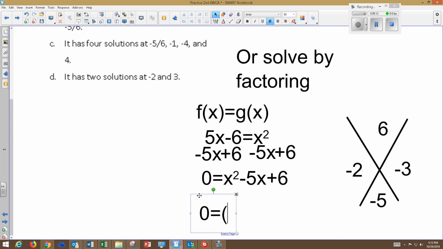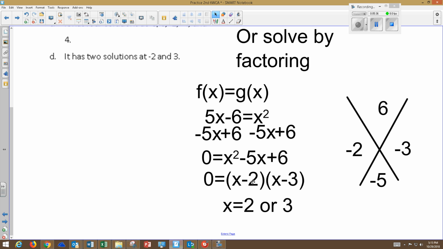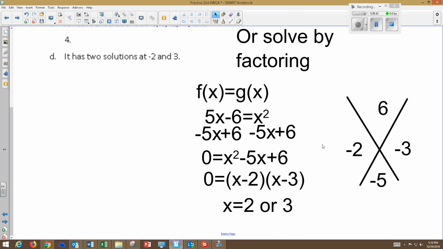0 equals x minus 2 times x minus 3. Well, that clearly tells me that x can be equal to 2 or 3. And that's exactly what A says. So we can either solve by factoring here, or we could have graphed and found it in seconds. So you got your choice there.